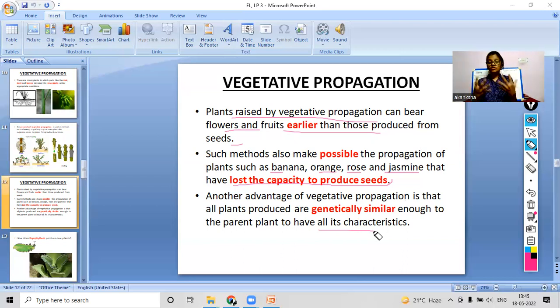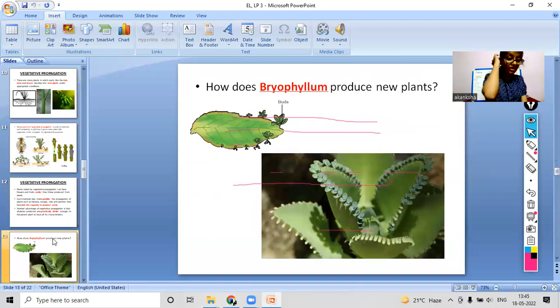So now you all understood what vegetative propagation is, what its advantages are, and what actually happens in it, and its different examples also. So yes, this was all about vegetative propagation. And there is a very special example for vegetative propagation. This is a picture of how the bryophyllum plant produces new plants. It is also related to vegetative propagation, but how?